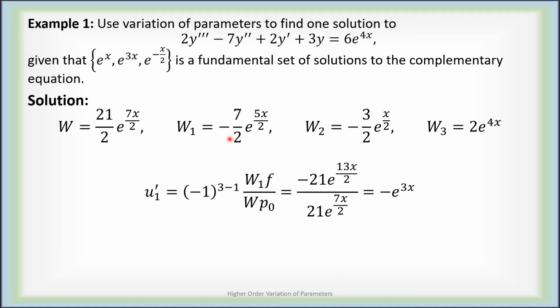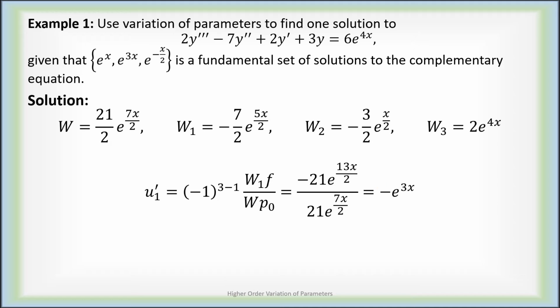So notice when you multiply that 2, it exactly cancels this denominator. W1, -7/2 e^(5x/2), times f, 6e^(4x), results in -21 e^(13x/2). W, 21/2 e^(7x/2), times leading coefficient 2, results in 21 e^(7x/2). The 21s cancel, the exponent simplifies, and this is just -e^(3x). So u1 prime is just -e^(3x).